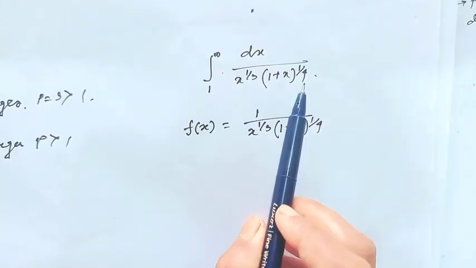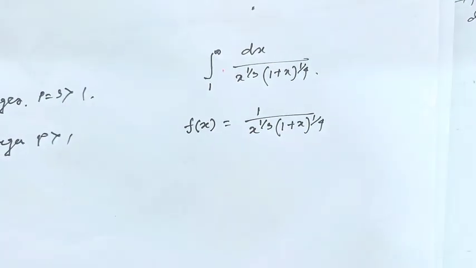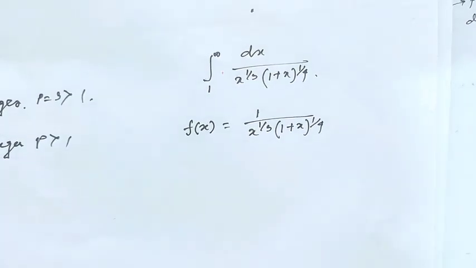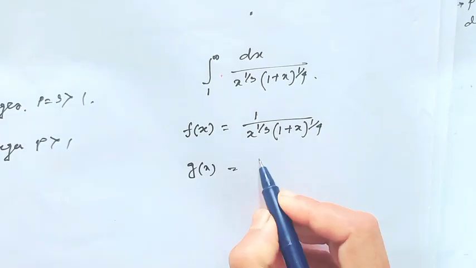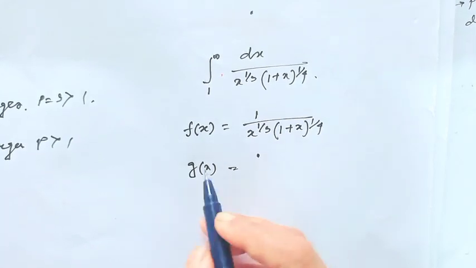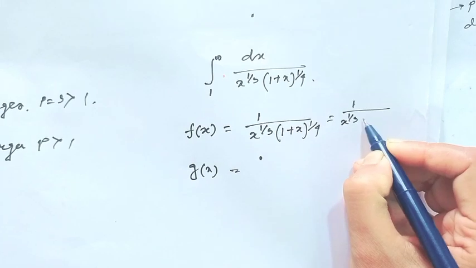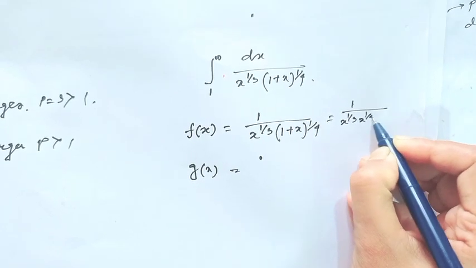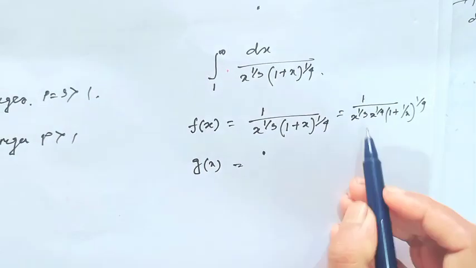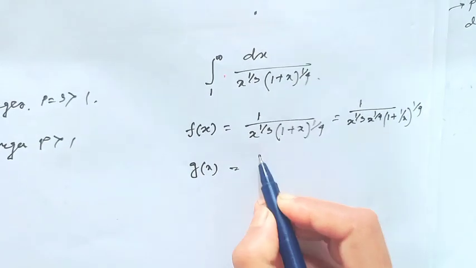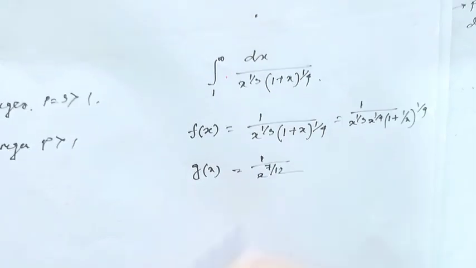Now consider this improper integral. Here f(x) equals this. Now how will we choose g(x)? Notice the highest power in the denominator. At first we can write this as x to the power 1/3 times x to the power 1/4, then this would be 1 plus 1 over x to the power 1/4. Then the highest power in the denominator is x to the power 7 over 12.